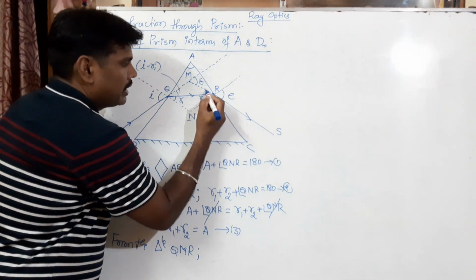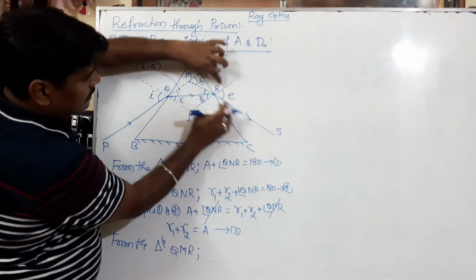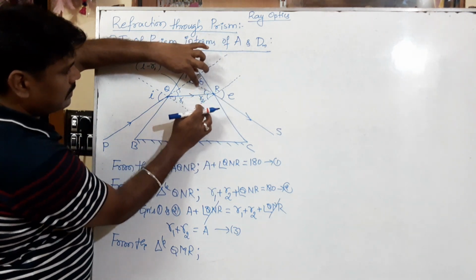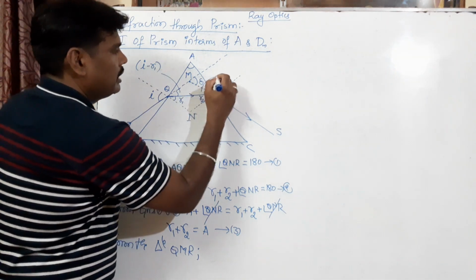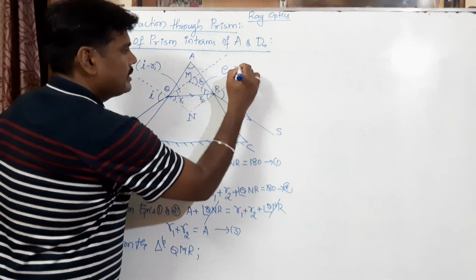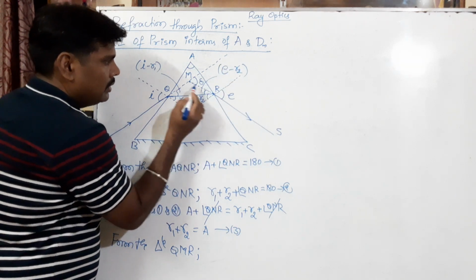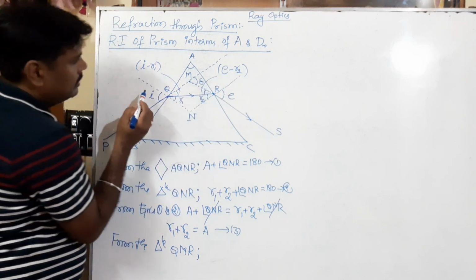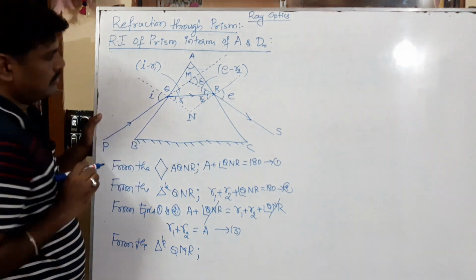Similarly, we can clearly say that this angle is E. It means the vertically opposite angle is also here. In E, if you subtract R2, the remaining angle becomes E minus R2. So angle MRQ is E minus R2, and angle MQR is I minus R1.